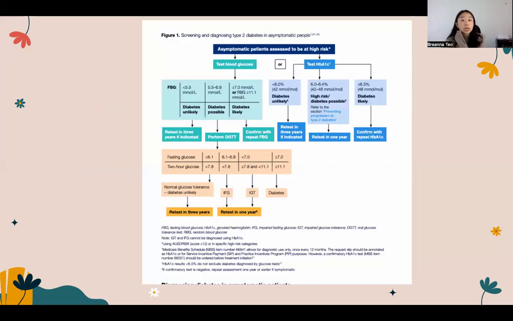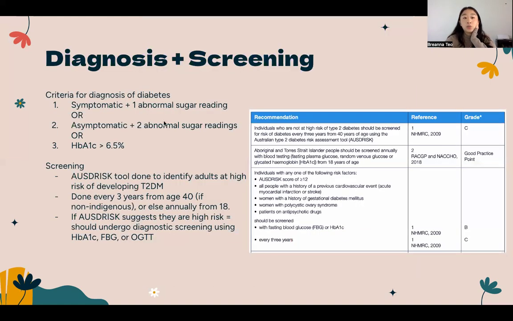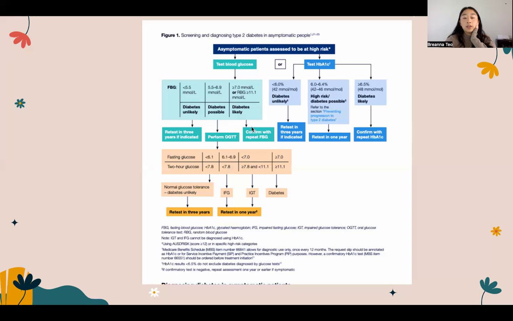So we can see a diagram here. I think this is from RACGP. From here we can see that if the fasting blood glucose is below 5.5, diabetes is unlikely. We can retest in 3 years. 5.5 to 6.9 fasting is possible, so we do an OGTT then. And if it's above 7 fasted or 11.1 randomly, then we would do another confirmation test to confirm that the patient has diabetes. And again, it is important to note that it's an asymptomatic population, so therefore we need 2 abnormal readings. You can see 1 and then 2.